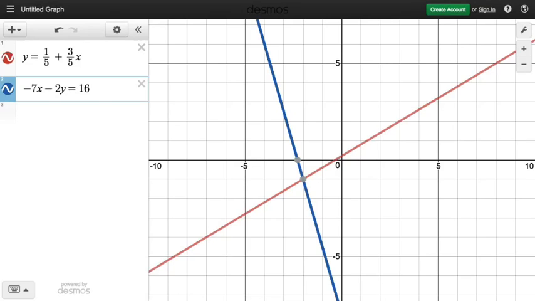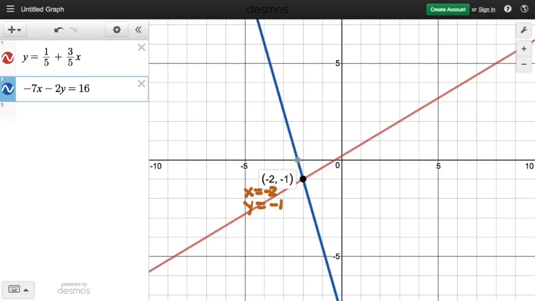What point am I looking for? I'm looking for the point where they intersect. And according to my nifty graphing tool, which you can use at home if you want to do this kind of thing, this is desmos.com. According to my little tool, (-2, -1) is the intersection point for these two lines. So we interpret that to mean that the solution of this system of equations is x equals -2, y equals -1.